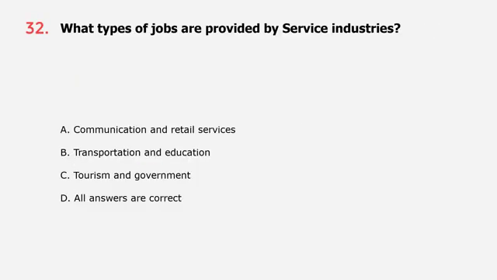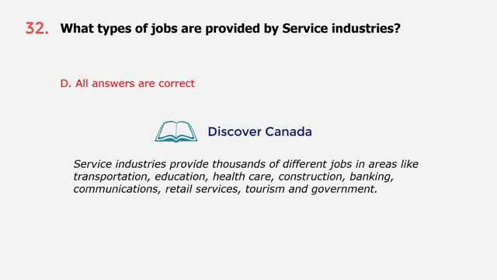Question 32. What types of jobs are provided by service industries? A. Communication and retail services. B. Transportation and education. C. Tourism and government. D. All answers are correct. The answer is D. All answers are correct.